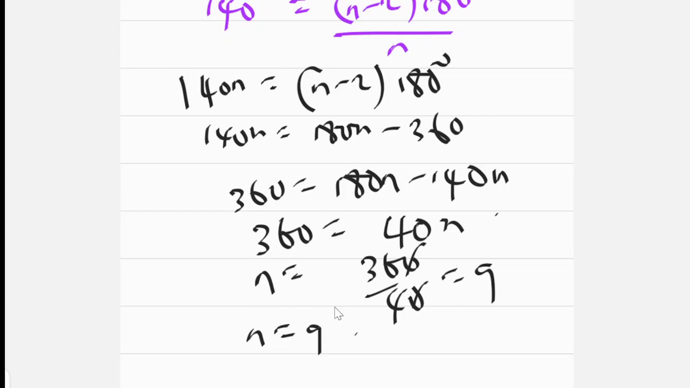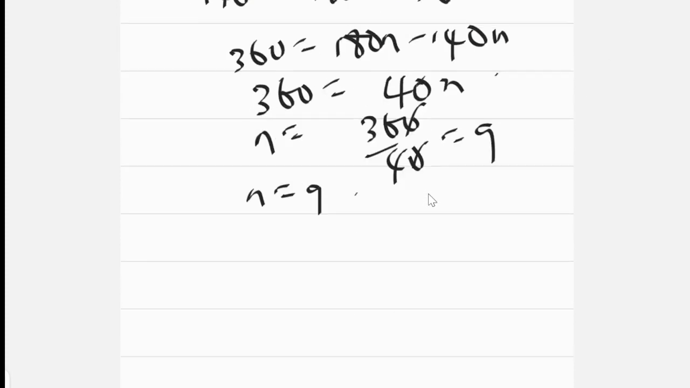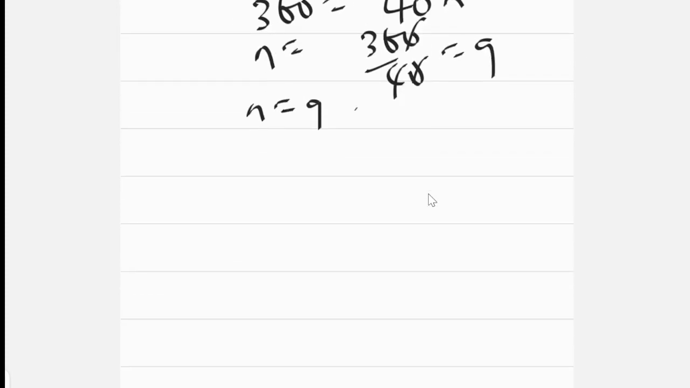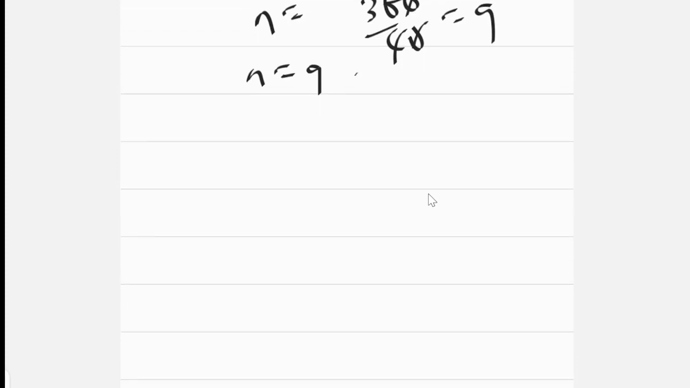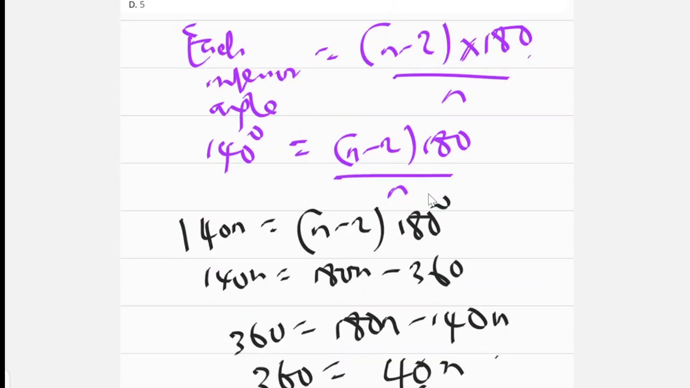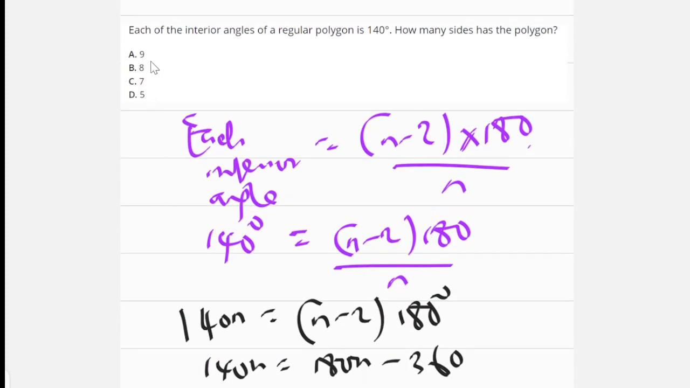And what is the name given to a 9-sided polygon? That is nonagon. Don't forget, when you have 3, that is triangle, 4 quadrilateral, 5, that is pentagon. What of 6? Hexagon, 7 heptagon, 8 octagon, 9 nonagon, and 10 is decagon. So 11, in some textbooks, when you have something that is more than 10, just say 11-sided polygon. That is that. So 9 is the answer.